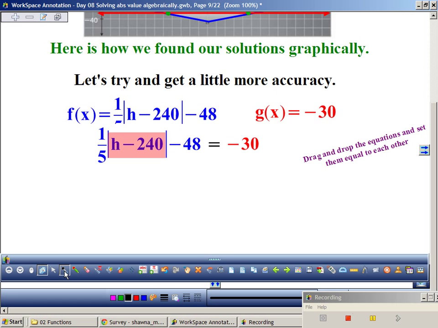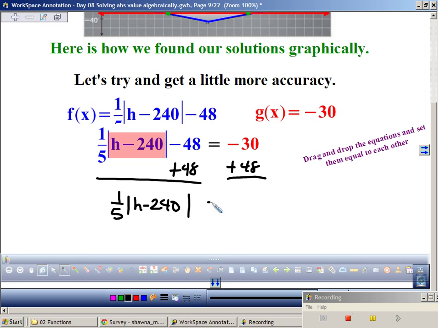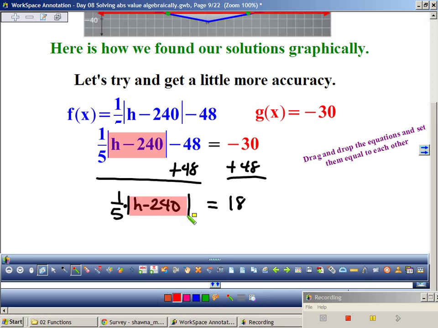So the first thing I want to do is PEMDAS, or gamma, in reverse. I'm going to get rid of any addition and subtraction, so I'm going to add 48 to both sides. I'm going to be left with 1/5 times the absolute value of H minus 240 is equal to 18. I still have 1/5 out in front of it being multiplied, so the next thing I need to do is undo that.